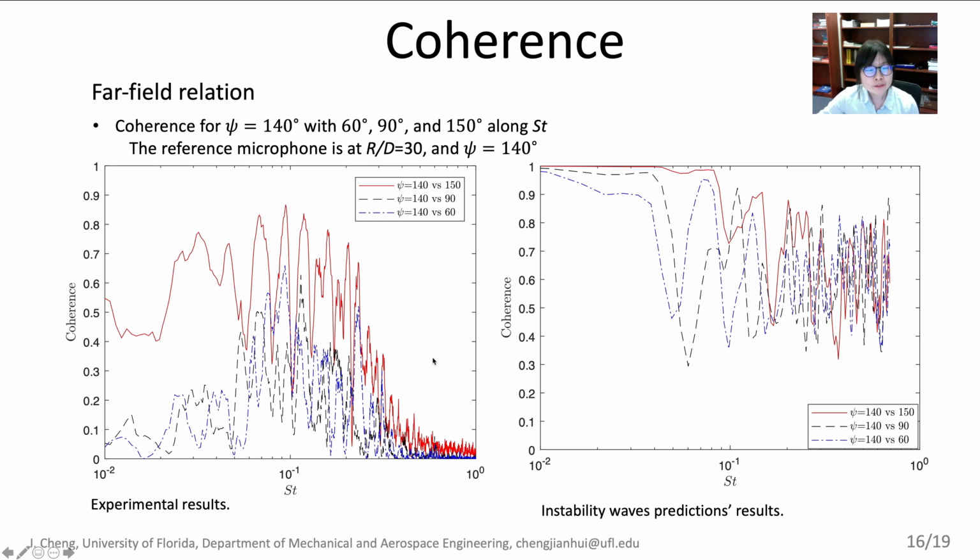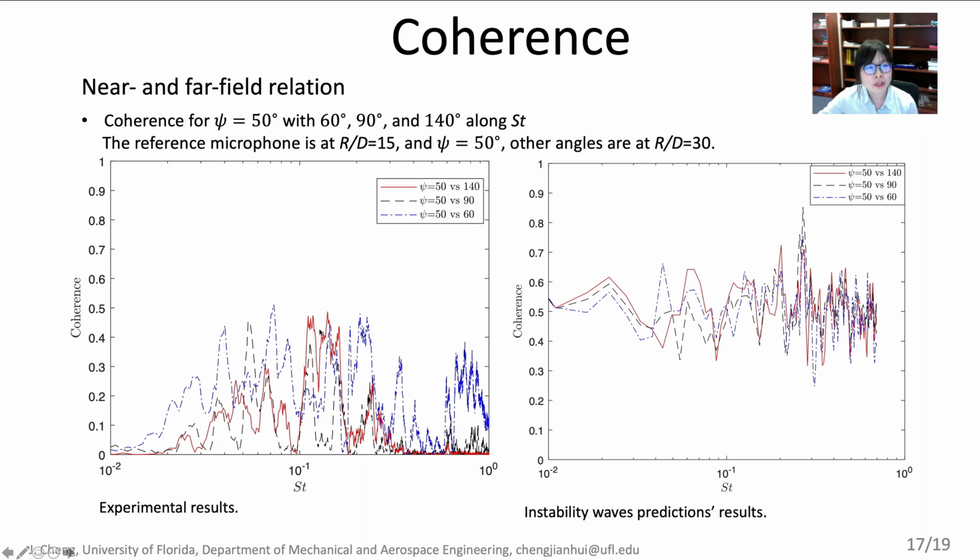An alternative way of ascertaining the relation between the radiated noise is coherence. Therefore, we first show the far-field coherence. We choose the microphone at x/D equals 30 and 140 degrees. For the experimental results, you can see that 140 degrees and 150 degrees have a larger coherence, but for the other two angles, the coherence is relatively low. With our predictions, we can see that the coherence varies in a similar range from 0.3 to 1, which means the noise sources are similar.